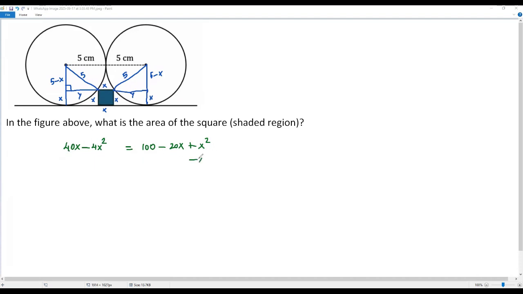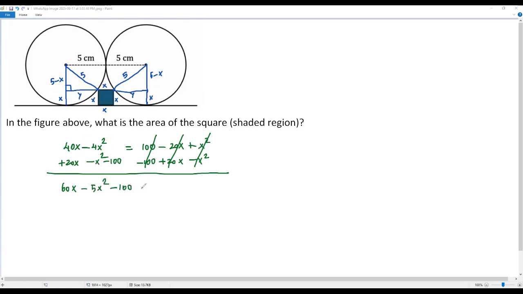Now let me subtract x square from both sides, add 20x to both sides, and subtract 100 from both sides. That is, my aim is to get everything on one side of the equation. Here this positive x square, negative x square will cancel out. This one will cancel out. This one will cancel out. When I combine these two, I'm getting 60x. When I combine these two, I'm getting negative 5x square. Then we have negative 100 equals 0. Let me write the x square term at first. Then I'm getting negative 5x square. Then x term positive 60x, negative 100 equals 0.